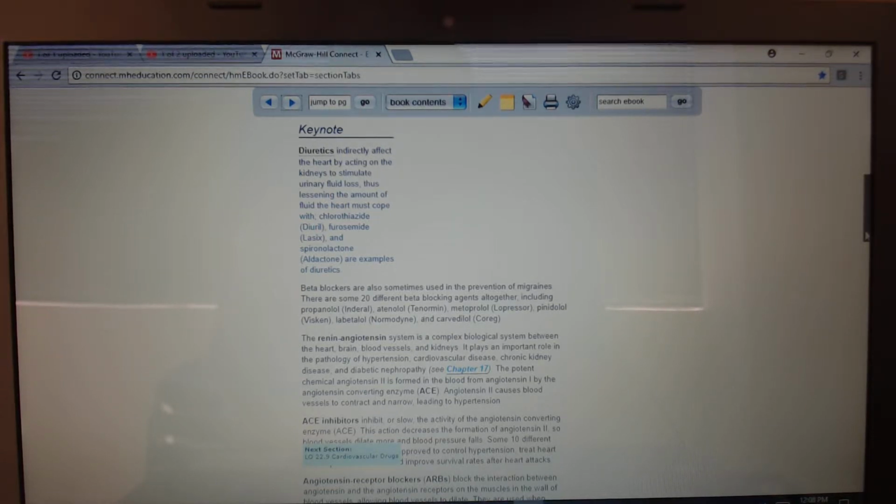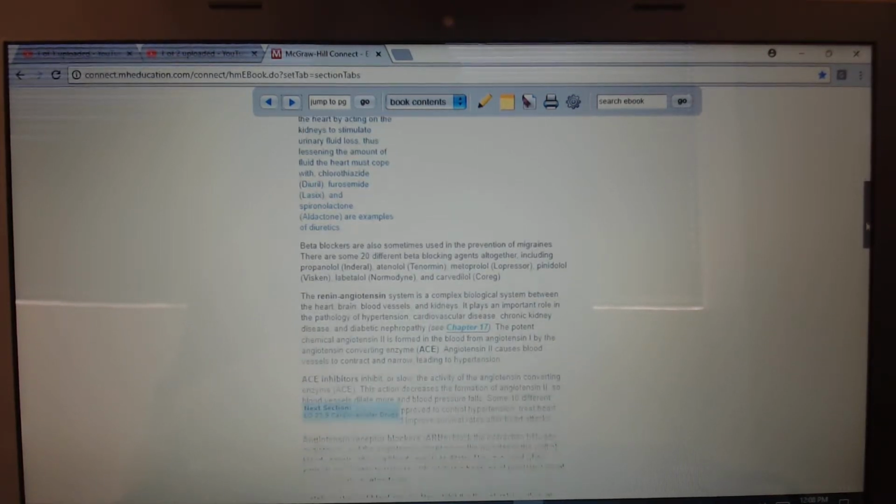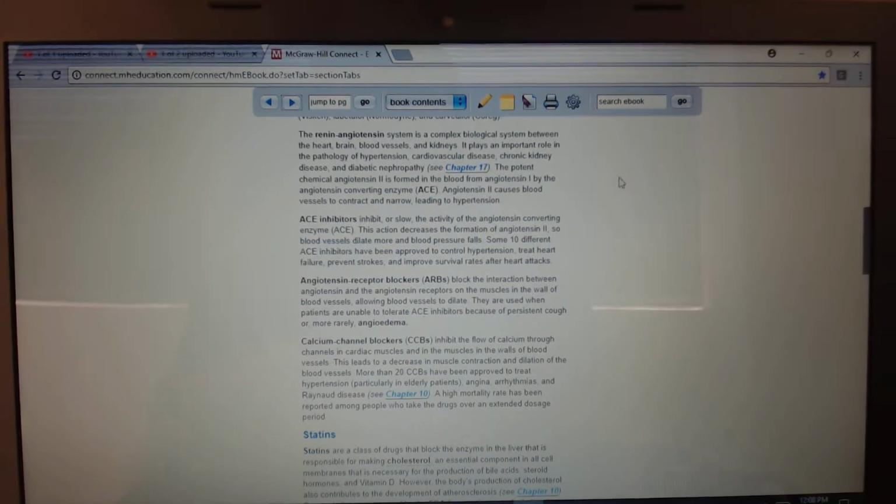The renin-angiotensin system is a complex biological system between the heart, brain, blood vessels, and kidney. It plays an important role in the pathology of hypertension, cardiovascular disease, chronic kidney disease, and diabetic nephropathy. The potent chemical angiotensin II is formed in the blood from angiotensin I by the angiotensin converting enzyme, ACE. Angiotensin II causes blood vessels to contract and narrow, leading to hypertension.